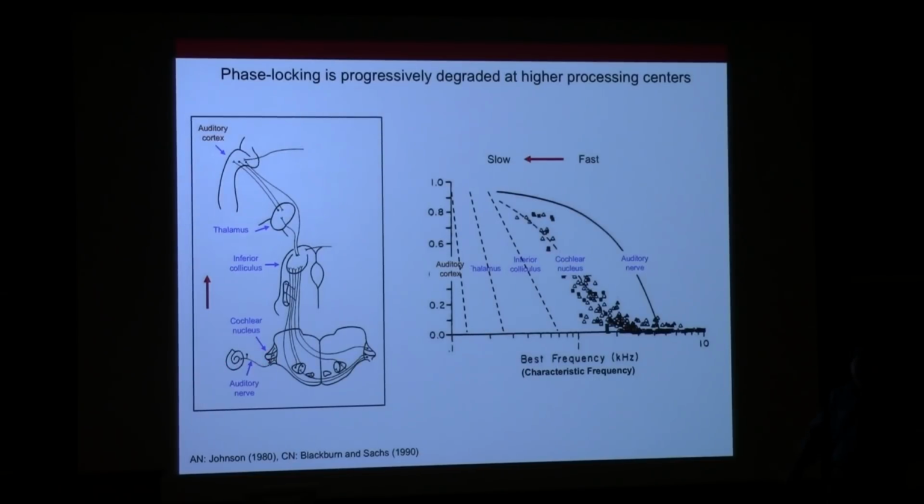if you repeat this phase locking measurement, you will get this curve. This curve shifts towards the left. That means if you look at a neuron here, phase locking would completely disappear at 2 kilohertz. Then you will move to another stage. As we move along the pathway, this curve will keep moving leftwards, eventually about here.